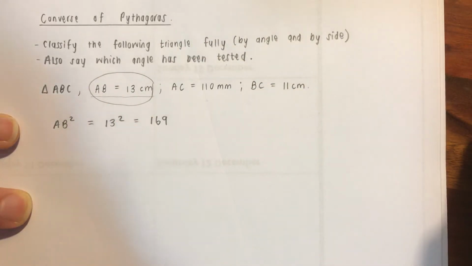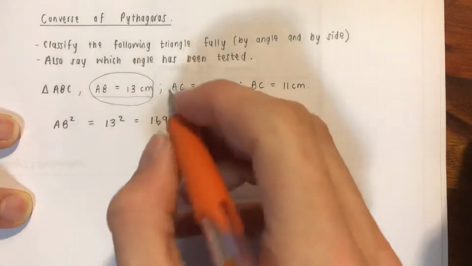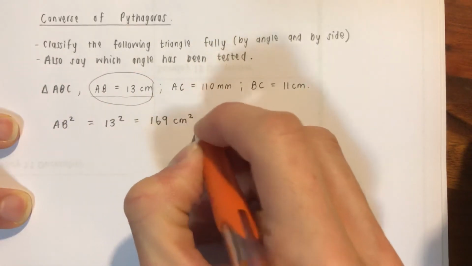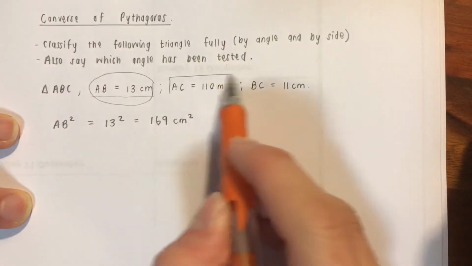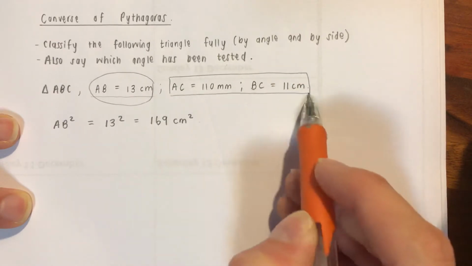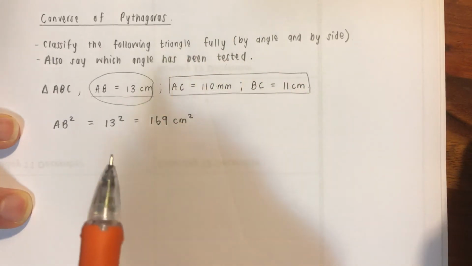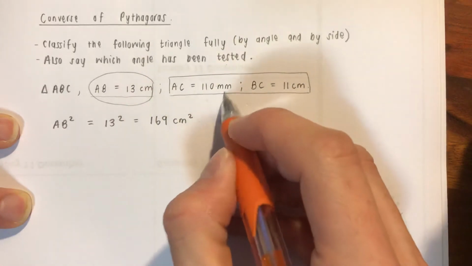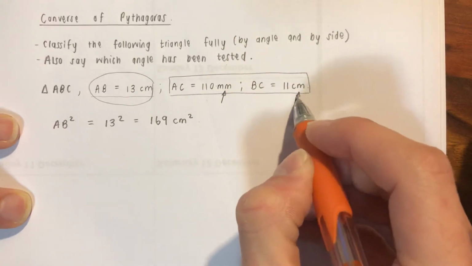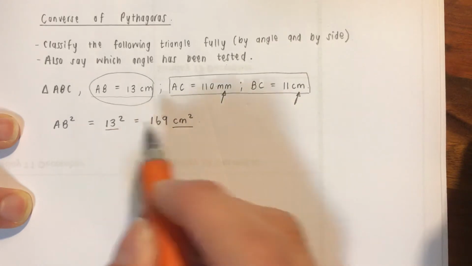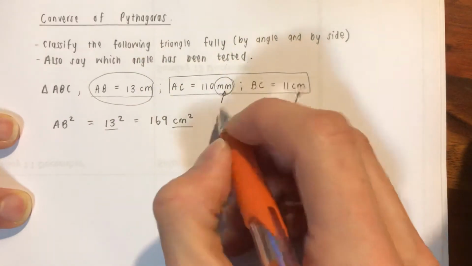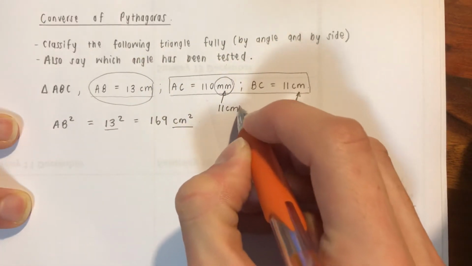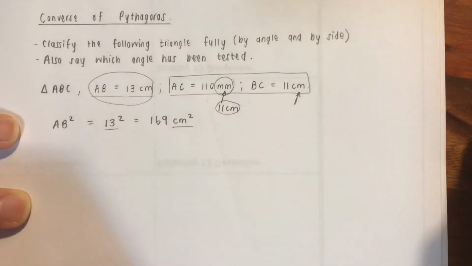Because this is centimeters and it's squared, it's actually centimeters squared. Let's write that there. Then we need to deal with the other two sides, and we'll have to square each one individually and then add them together. Just be mindful there: we are dealing with millimeters there and centimeters here. Here we dealt with centimeters, so let's convert these millimeters to centimeters. 110 millimeters is also 11 centimeters. That's very important. Be mindful for questions like these.